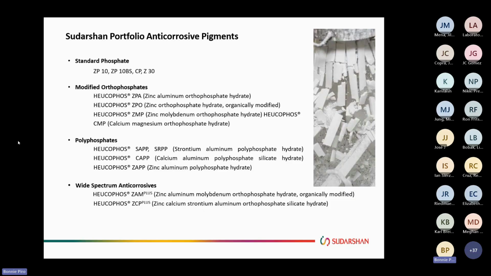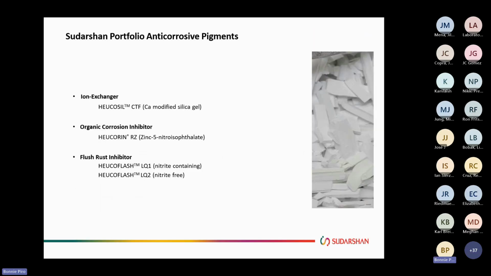So stannous phosphates, modified orthophosphates, polyphosphates, wide spectrum anti-corrosives, ion exchanger here as well, organic corrosion inhibitors, and then flash rust inhibitors. So all aspects of the corrosion process are achieved with the Sudarshan portfolio. It's just a matter of selection of a product or multiple products to be able to get you the performance that you're looking for.